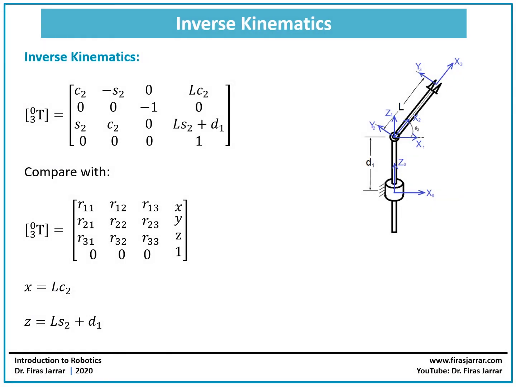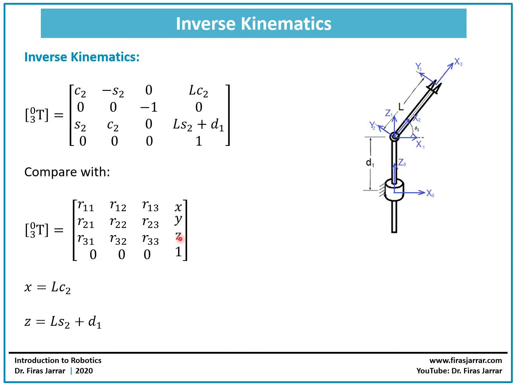Now we'll proceed with the inverse kinematics. So this is the transformation matrix as we obtained from the forward kinematics, and this is the general transformation matrix for an end effector with respect to the base frame. We have general values here, could be any values for R11, R12, and so on for the rotation matrix. And we have here X, Y, and Z.